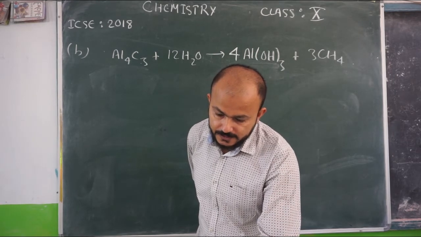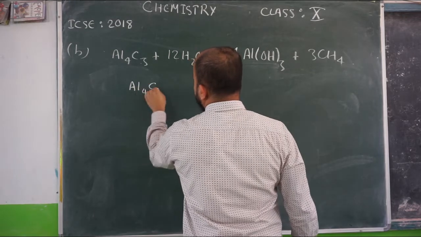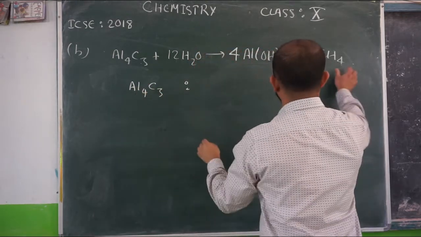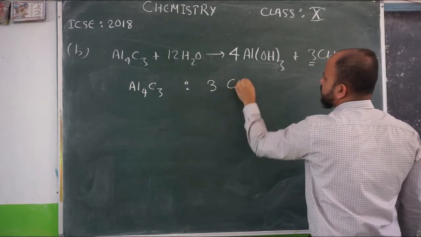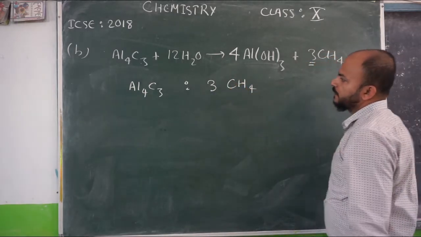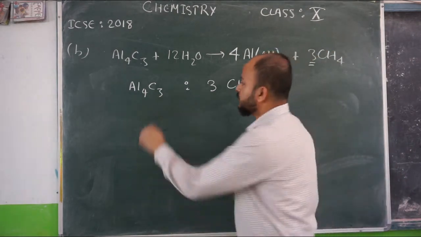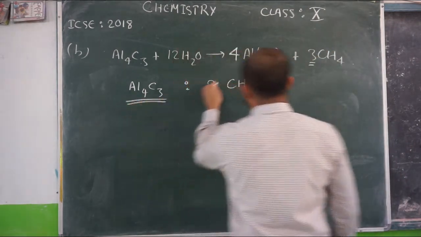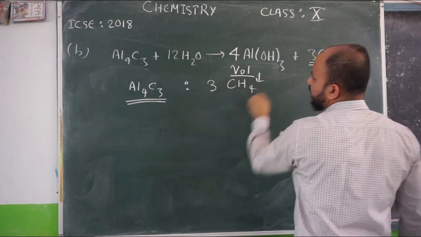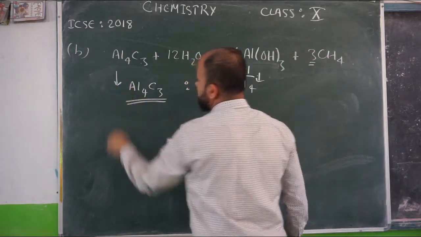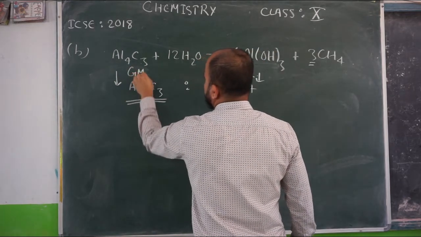So this is also very simple. Here what is related? Aluminium carbide and methane. You have to check whatever mole is given. CH4, 3 mole. So here this side is volume and this side it is gram. So they are asking you volume on this side for methane, and they have given you the information of gram molecular mass.